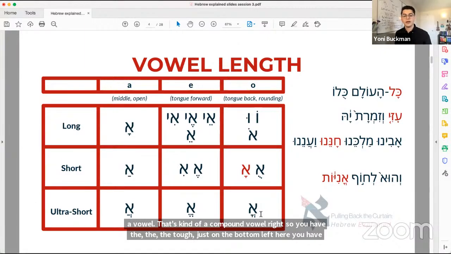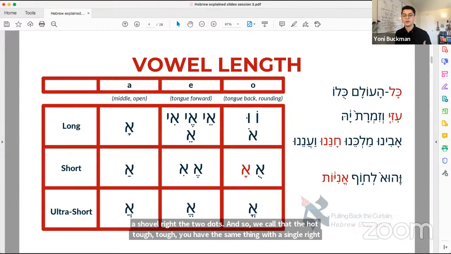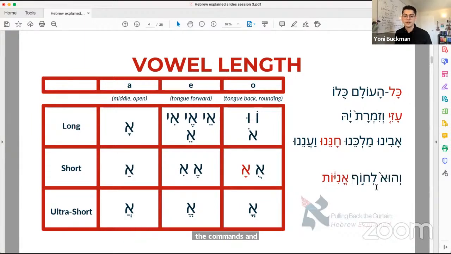And here on the bottom right, you have the chataf kamatz, and that always makes an O sound. This bottom quote on the right, I think, comes from my bar mitzvah parsha, from Vayechi. V'hu lechof oniyot, right? So you see the aleph here, the chataf kamatz, that always makes an O. It's a short vowel, and it always makes an O.